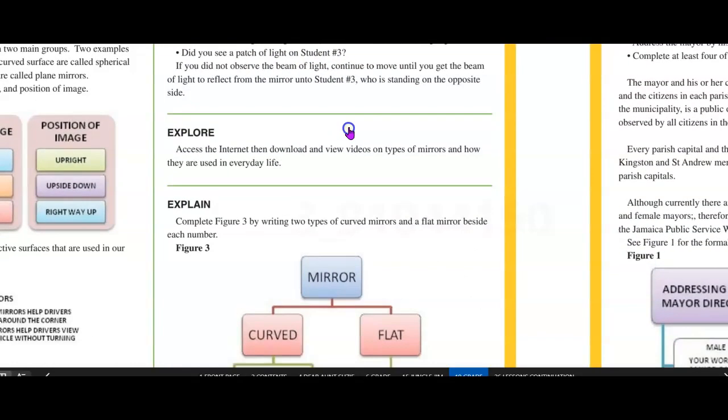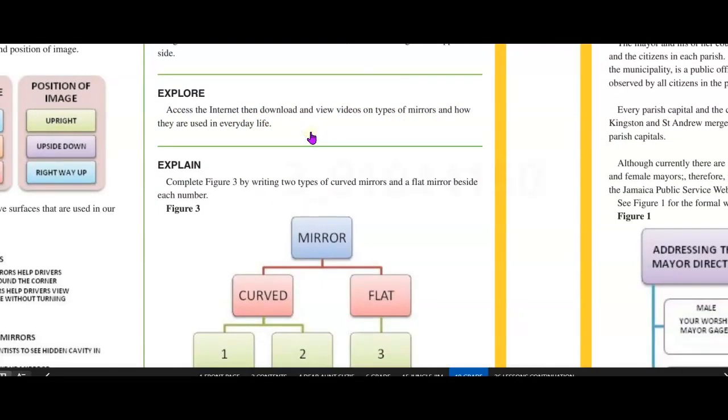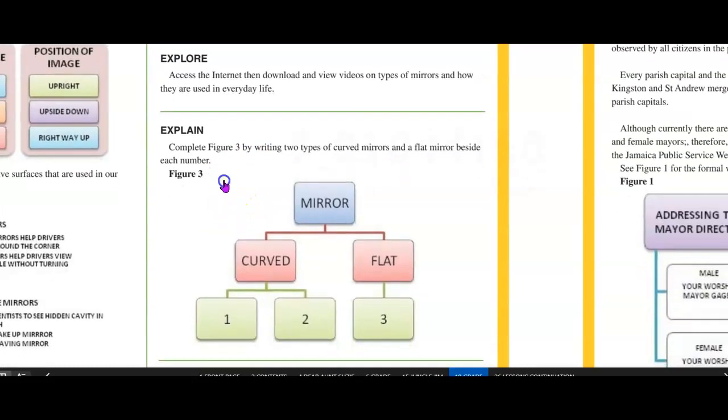Now, access the internet, then download and view videos on types of mirrors and how they are used in everyday life. So we use them for shaving, we use them for putting on makeup, we use them for seeing ourselves in the bathroom. Drivers use them for help. Police use them for periscopes and seeing around corners to keep themselves safe and so on.